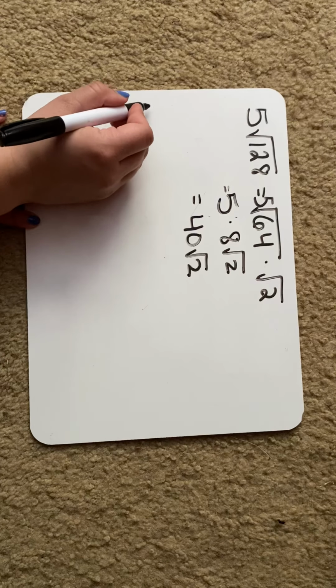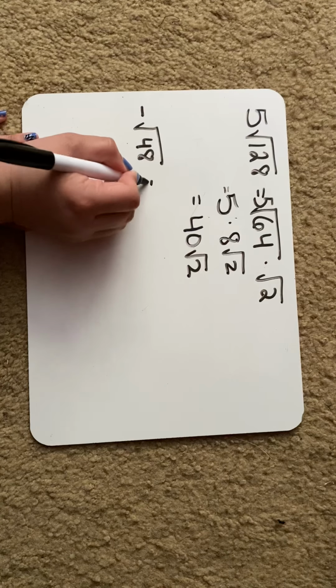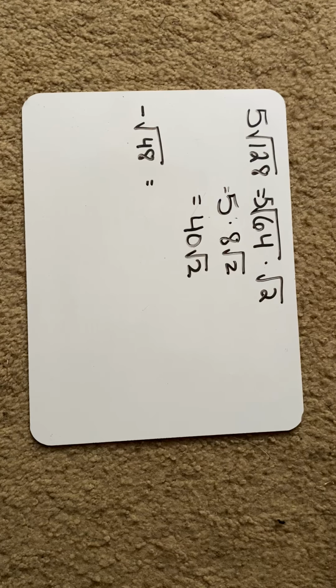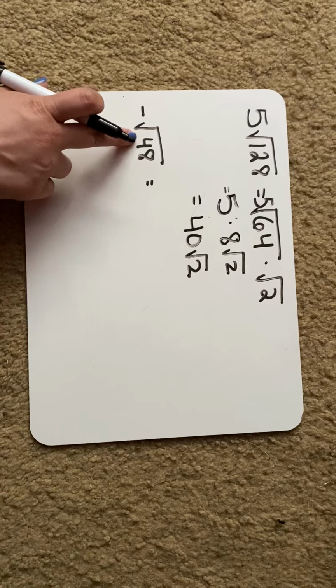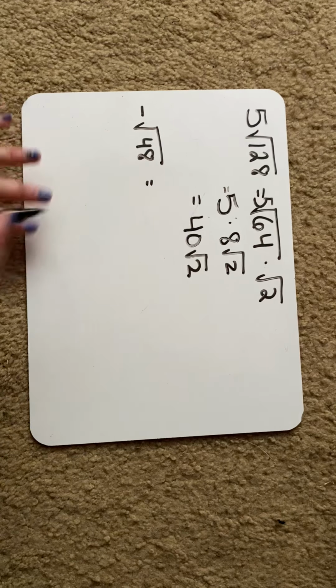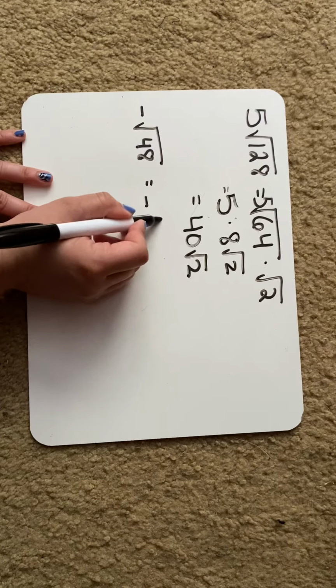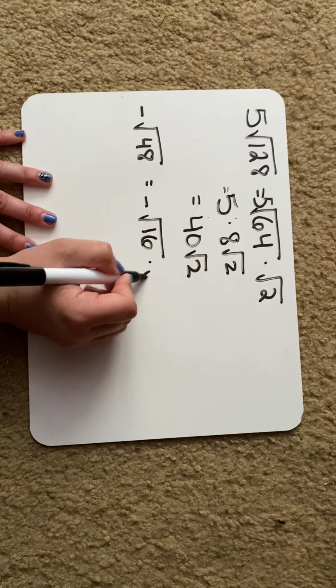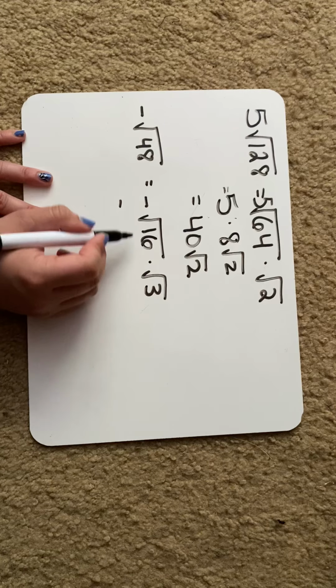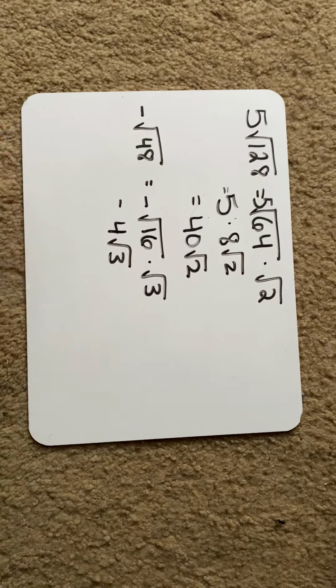Number 6, we have negative 1 times the square root of 48. So now some of you might have thought this was no solution because of the negative, but the negative has to be in the square root for it to not be able to be simplified. So instead, the square root of 48 is the same thing as 16 times 3. So we know the square root of 16 is 4, so we just get negative 4 times the square root of 3.